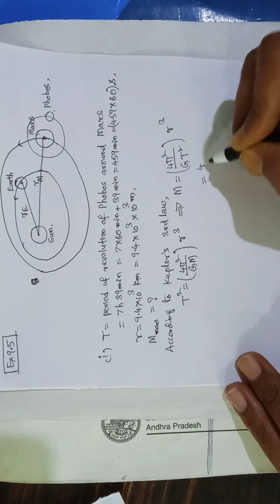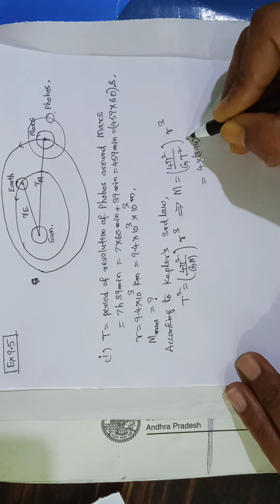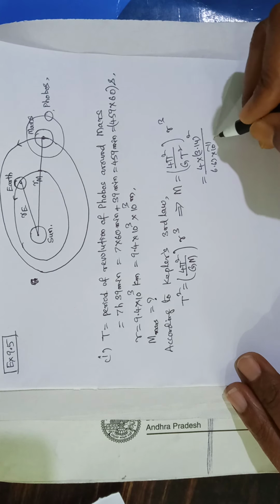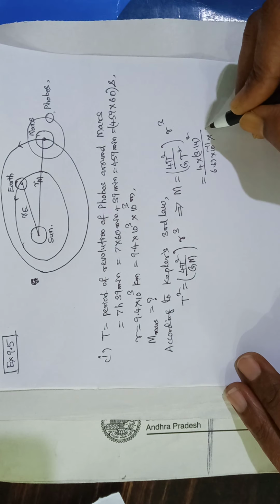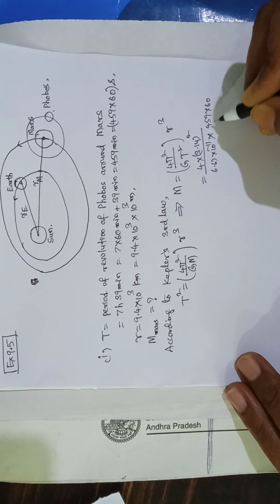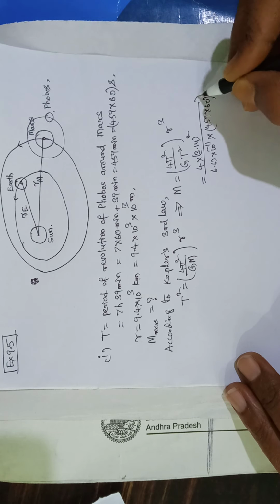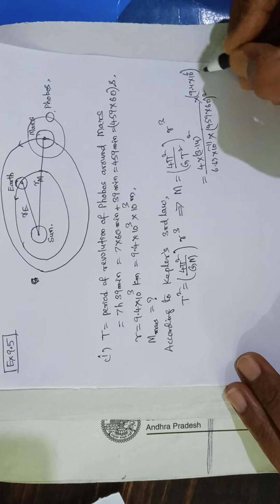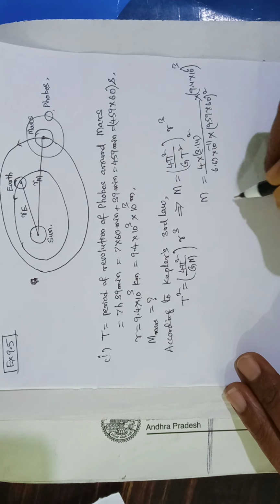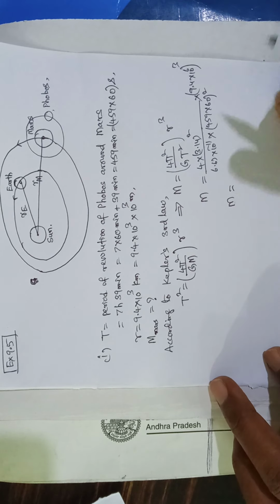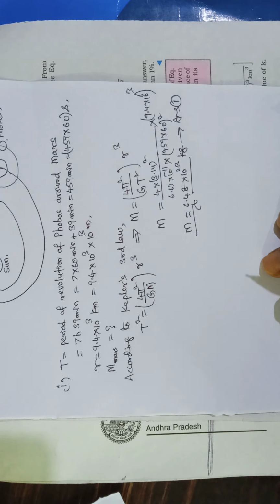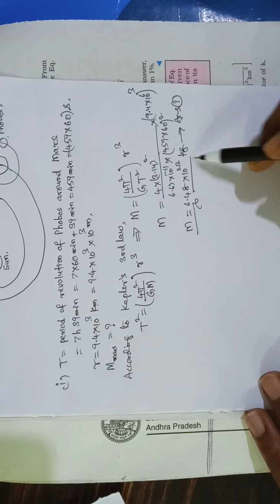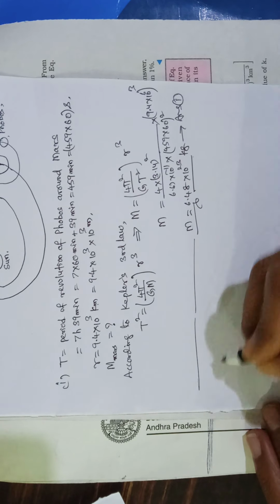Substituting the values, time period, R value, so simplifying this, we get, substituting the values, we get the mass of Mars. Now the second one.